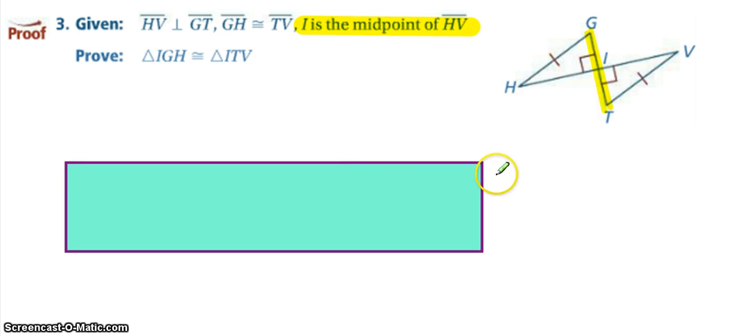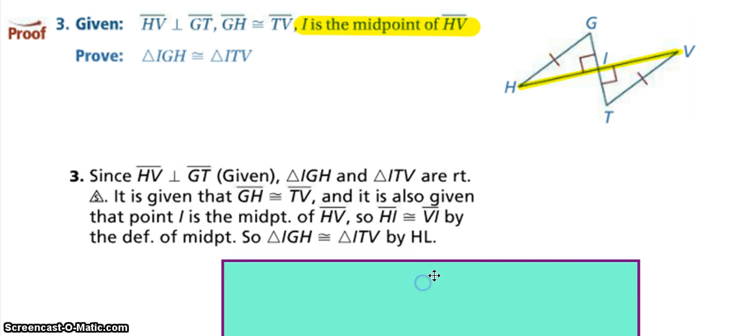All right, the most important part here in the given, I believe, is that I is the midpoint of HV. So that actually tells me, I highlighted the wrong thing. So because I is the midpoint, by definition of the midpoint, that would then tell me that HI is congruent to IV. Both of those are legs of right triangles since I know that these lines meet perpendicularly. So all of that comes together to be able to tell me that I can use the hypotenuse leg theorem to prove these triangles congruent.